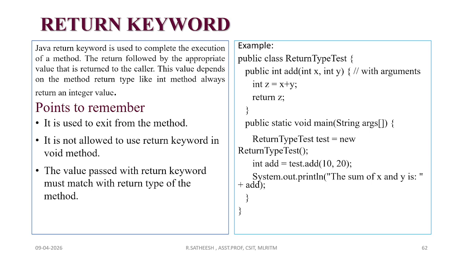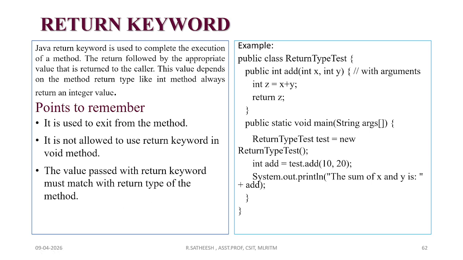So points to remember: it is used to exit from the method. Basically we use return at the end of the method. After completion, if your method has a return type, we need to return the relevant value. It is not allowed to use return with a value in a void method. If the method is declared void, there is no need to return anything. The value passed with the return keyword must match the return type of the method. Definitely, it is very important.